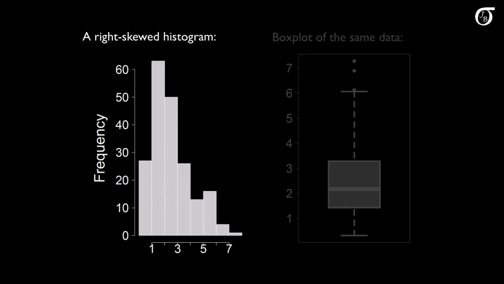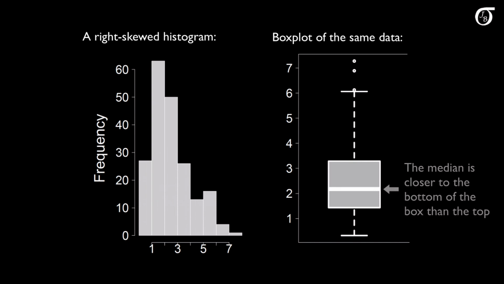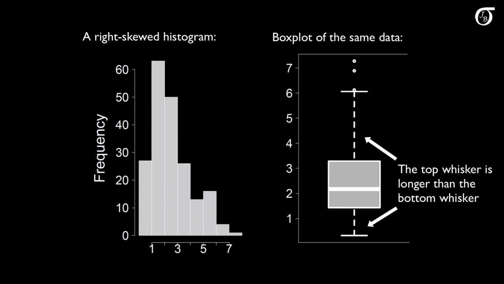Now suppose we have a histogram that looks like this, with some right skewness, also called positive skewness. Take a few seconds to try and visualize what the corresponding box plot will look like. This is the box plot for the same data. This box plot is indicative of right skewness. It's stretched out toward the top. We see the median closer to the bottom of the box than the top. In other words, the median is closer to the first quartile than the third, and we see the top whisker being longer than the bottom. We also see a few large outliers.